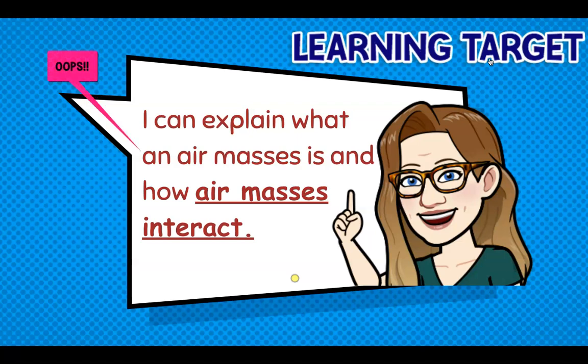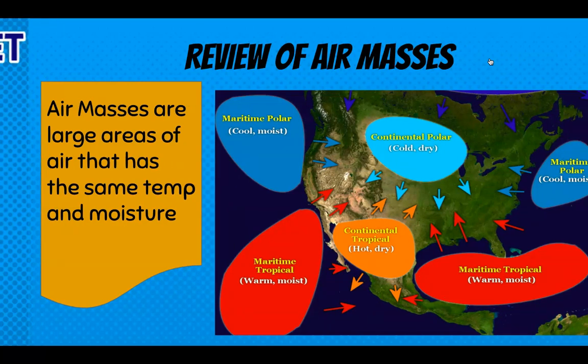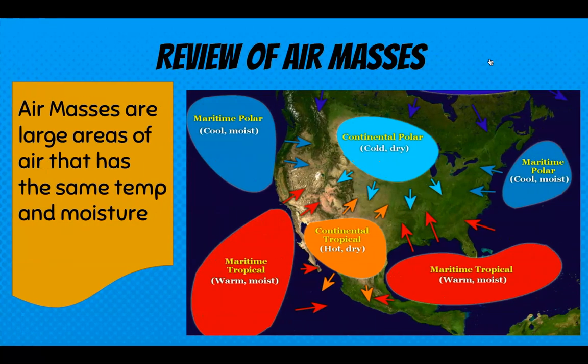So our learning target for today is: I can explain what an air mass is and how air masses interact. On Monday or Tuesday, you learned what air masses were. And today we're going to talk about how air masses interact. And they interact at something called a front. But let's review air masses first.